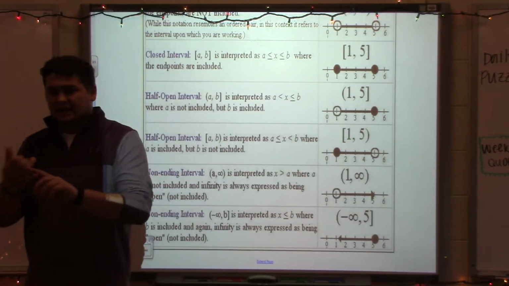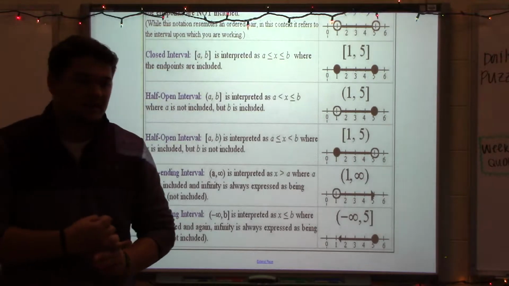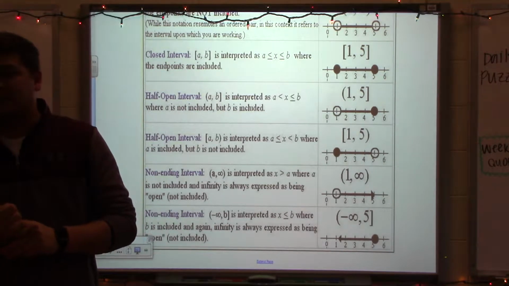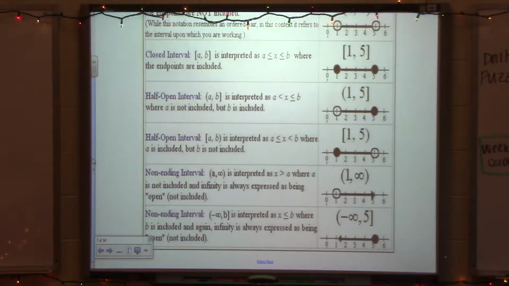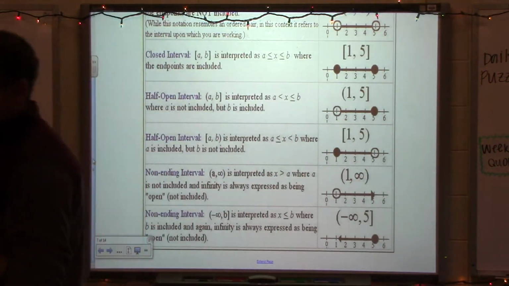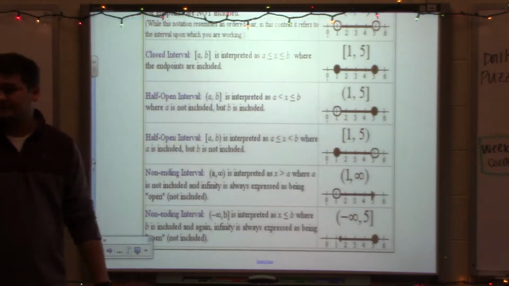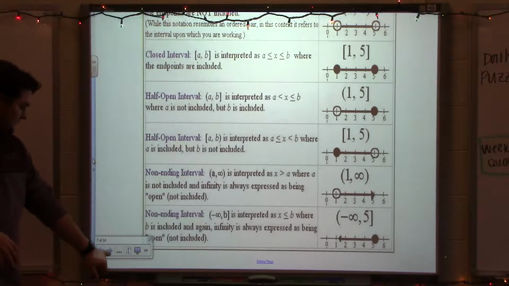The infinity and negative infinity will never have a bracket around it. Never, ever, ever. You never include it because, is infinity actually a number? No, it's not. You'll never get there. It never stops. It's never a concrete number, so it will always have a parenthesis. Infinity and negative infinity will always have parentheses. If you're including a number or it's or equal to, that's when we're going to use the brackets. Alright? Kind of makes sense? Yes. We'll practice it, don't worry.